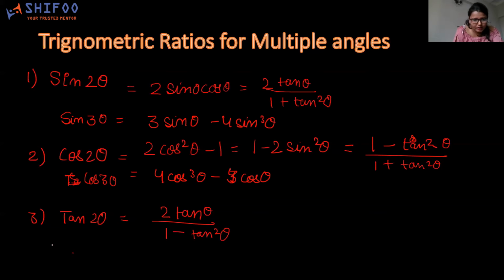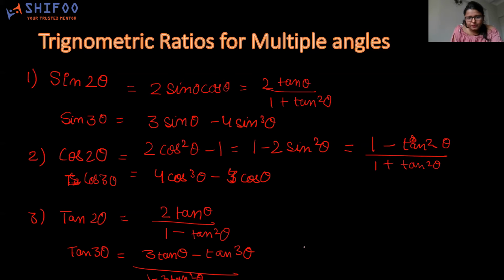Now we are mentioning tan 3 theta. It can be given as 3 tan theta minus tan cube theta upon 1 minus 3 tan square theta. Let me write it more clearly: 3 tan theta minus tan cube theta upon 1 minus 3 tan square theta.